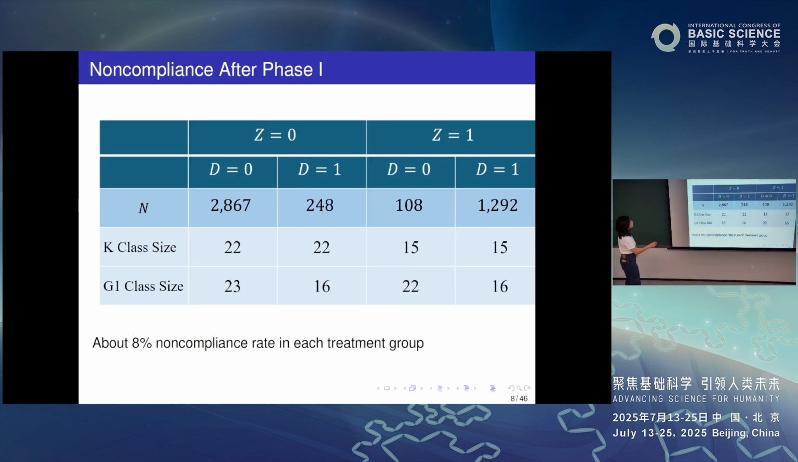Now this table shows the non-compliance data after phase 1. You can see that among those who were originally assigned to a regular class, 248 decided to switch to a small class. And among those who were originally assigned to the small class, 108 of them decided to switch to the regular class. So the non-compliance rate in each treatment group is about 8%.